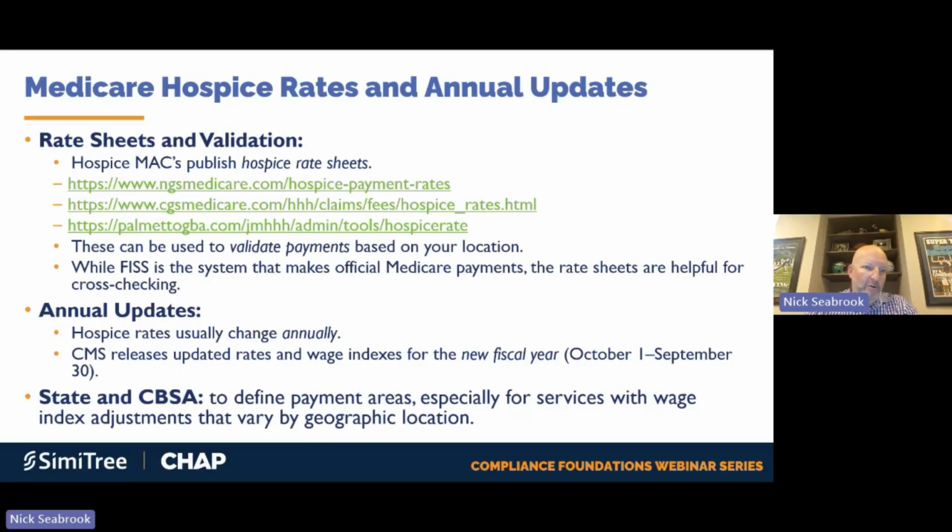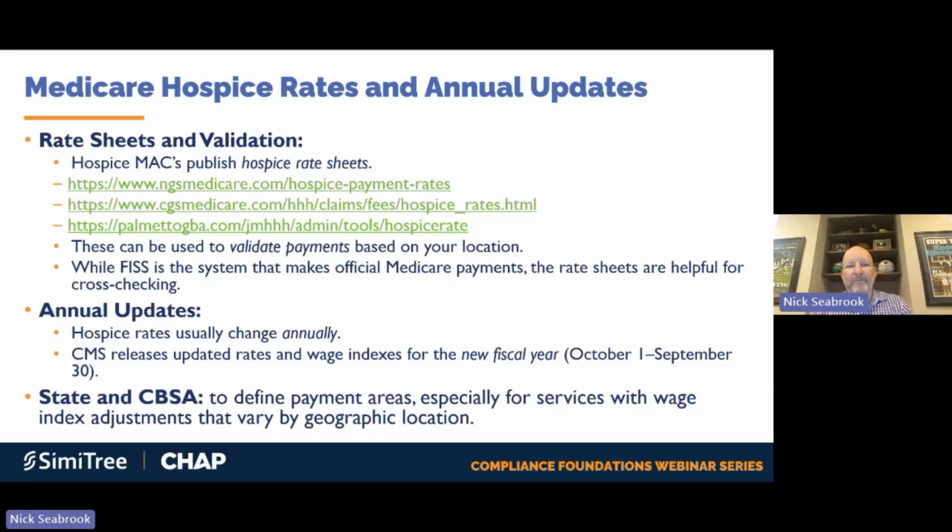Annual updates, similar to home health. We see these updates for hospice rates for each of those different levels of care that are updated annually. And the other piece that gets updated, I didn't mention before, is that those wage index values get updated annually. So if you see cost of living increasing in different parts of the country, that's another number or another rate that gets updated every single year.